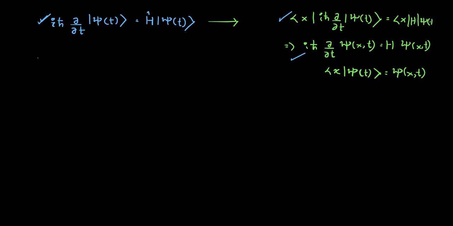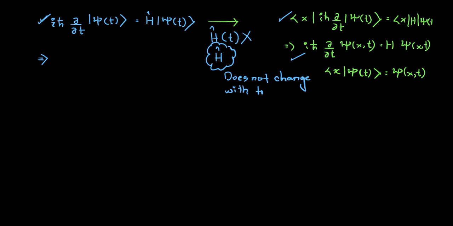Now let's try to solve it in the time independent case. I'm calling this the time independent case because the Hamiltonian is not a function of time. The Hamiltonian is independent of time, and it doesn't change with time. That's the whole idea. The Hamiltonian does not change with time.